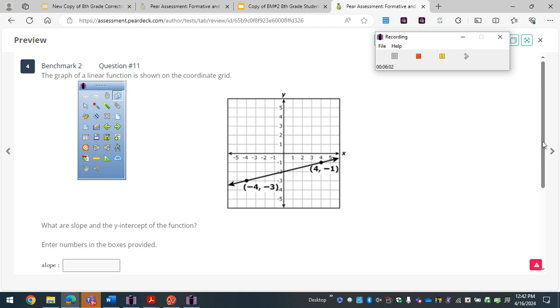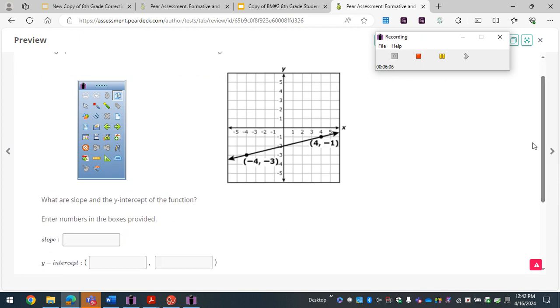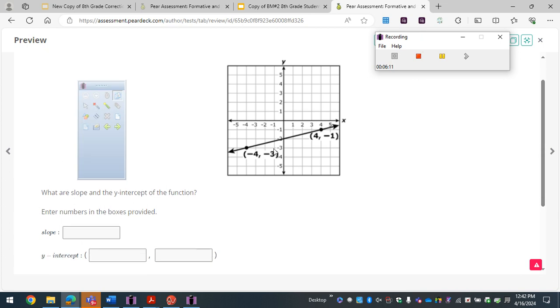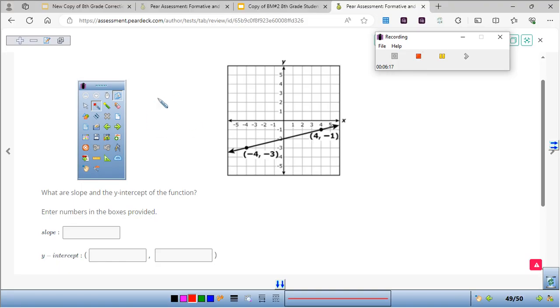Oh man, this is a joke again. This is spreadsheets. Oh great, same thing again. Okay, the graph of a linear function is shown on the coordinate grid. Once you see this again, this is spreadsheets. I'll do it both ways. Okay. Very fast. You know, measure slope: positive slope, negative slope, undefined, zero slope.